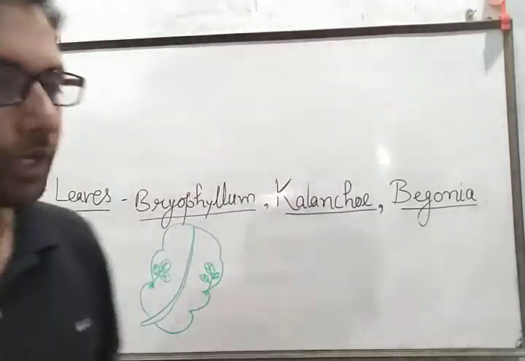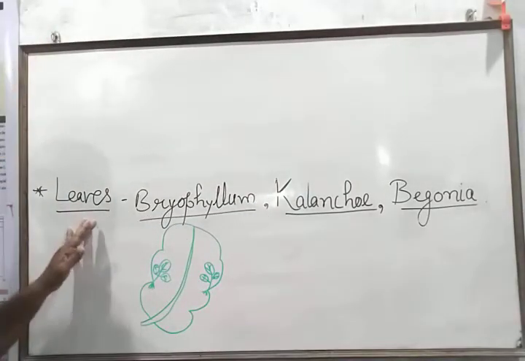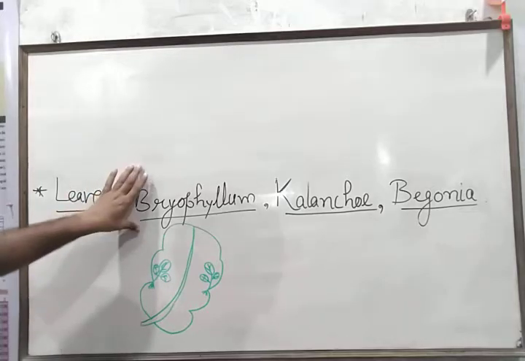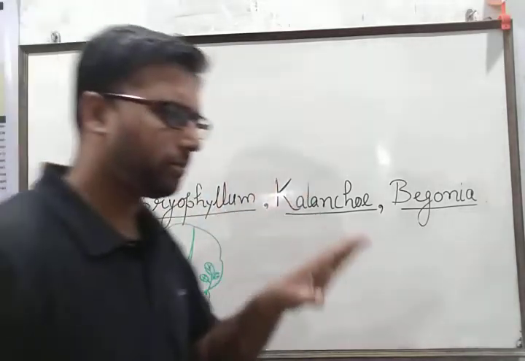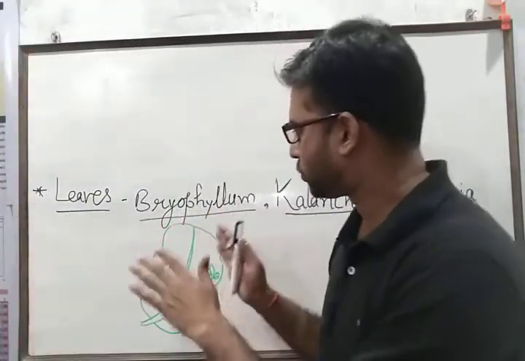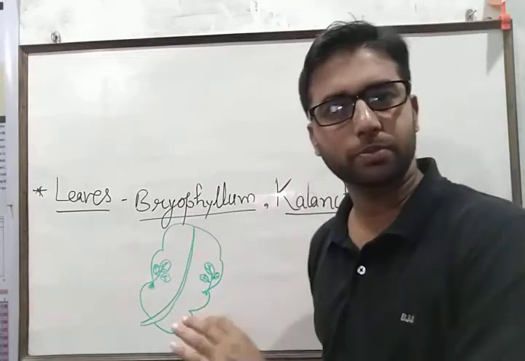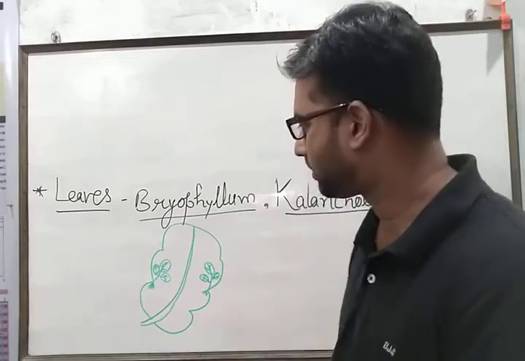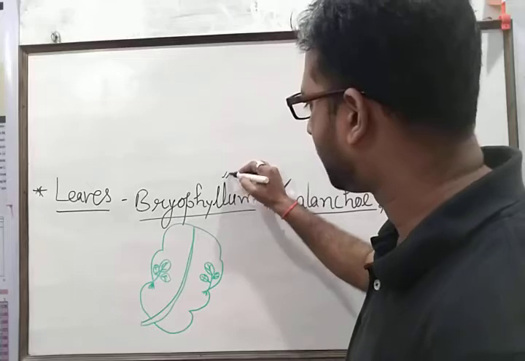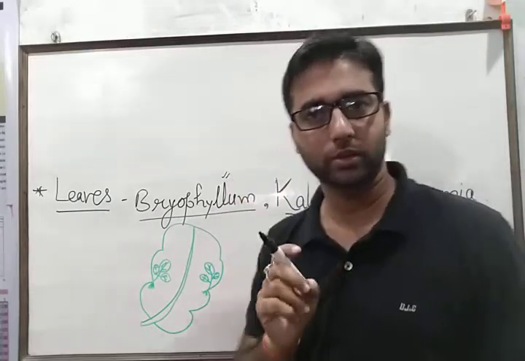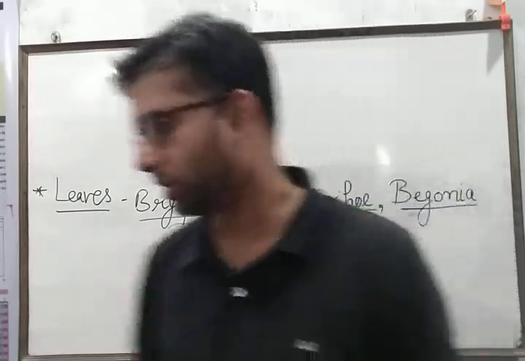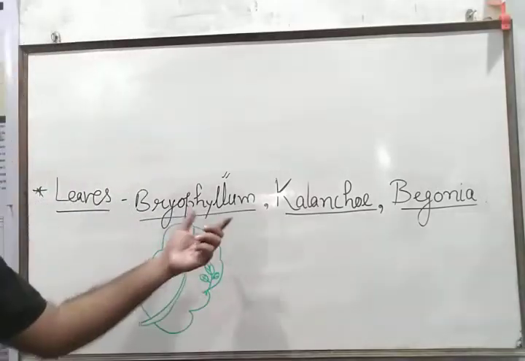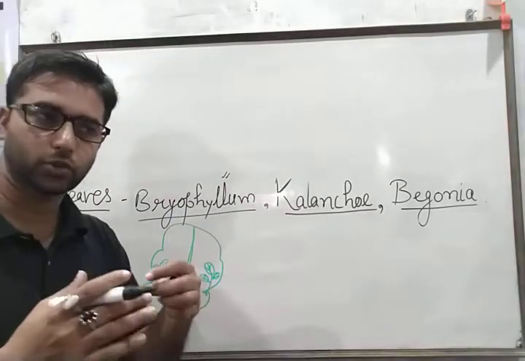Now, natural vegetative propagation by leaves. The first example is Bryophyllum. Bryophyllum is called Ajooba in Hindi. It is also known as Patthar Chatta in Ayurvedic medicine. It is used to remove kidney stone sufficiently. That's why it is Patthar Chatta, meaning stone cleaver.